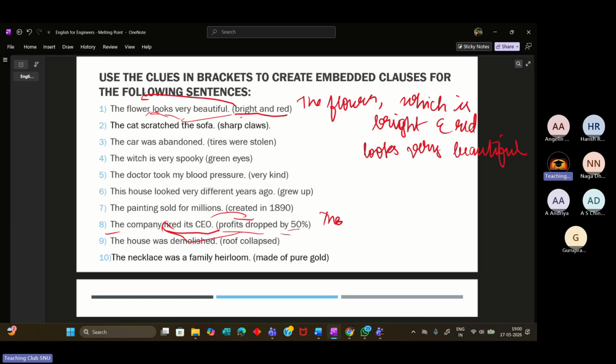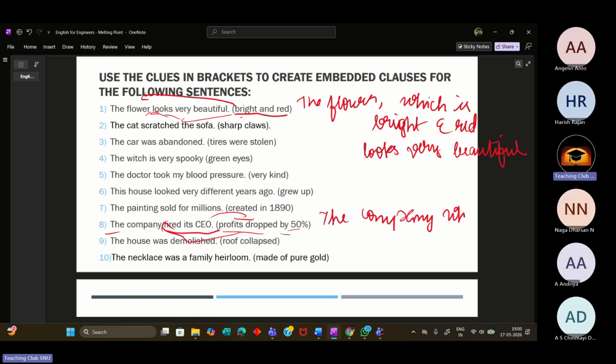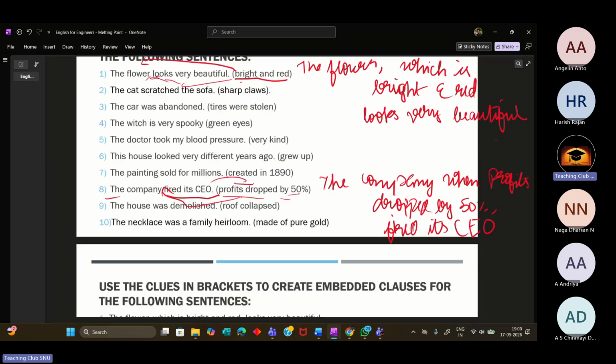The company, when profits dropped by 50%, fired its CEO. That's it. Is it the right answer?